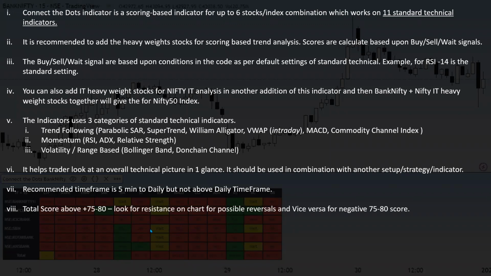Total score above 75-80. So how I look at this is when it is in a bull phase, right? Score will be very high. So whenever it is 75 or 80, I'll start looking at कि कहीं पे resistance होगा कहीं ना कहीं because score is too damn high, right? These are extreme readings I pick on.